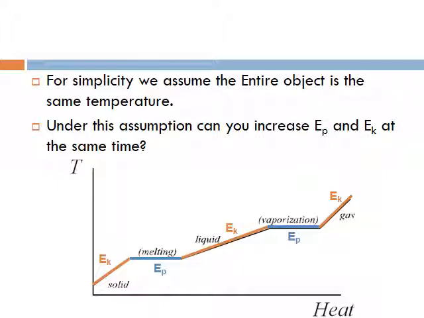Now there are a couple of quick assumptions that we're going to make when we solve problems with energy heat transfer. We make a couple of simplifications to make our lives easier. For simplicity, we assume that the entire object is always the same temperature. It would involve calculus if we didn't do that. In the real world, it's possible to not have that be the case, but we're going to assume the thing heats heat slowly and evenly.